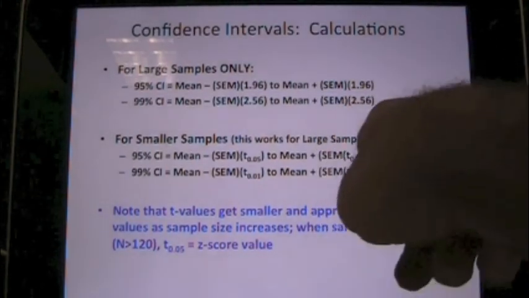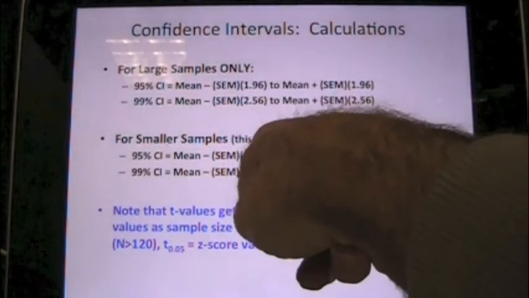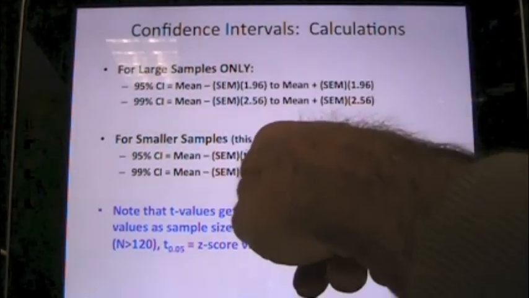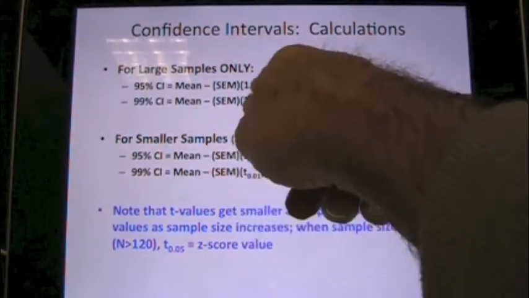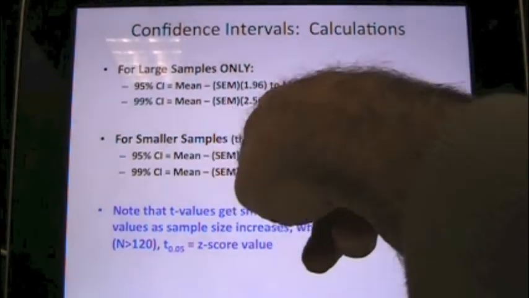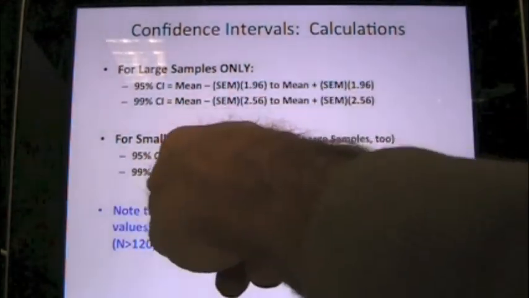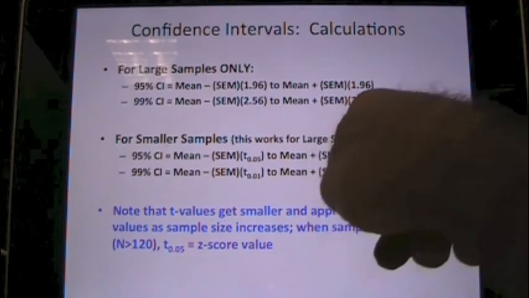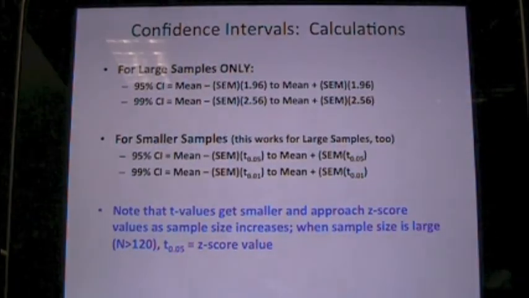The reality, of course, is that because the t-distribution at 120 degrees of freedom is essentially the normal curve, the 1.96, this set of formulas here works for smaller samples and large samples too. It works for everything.